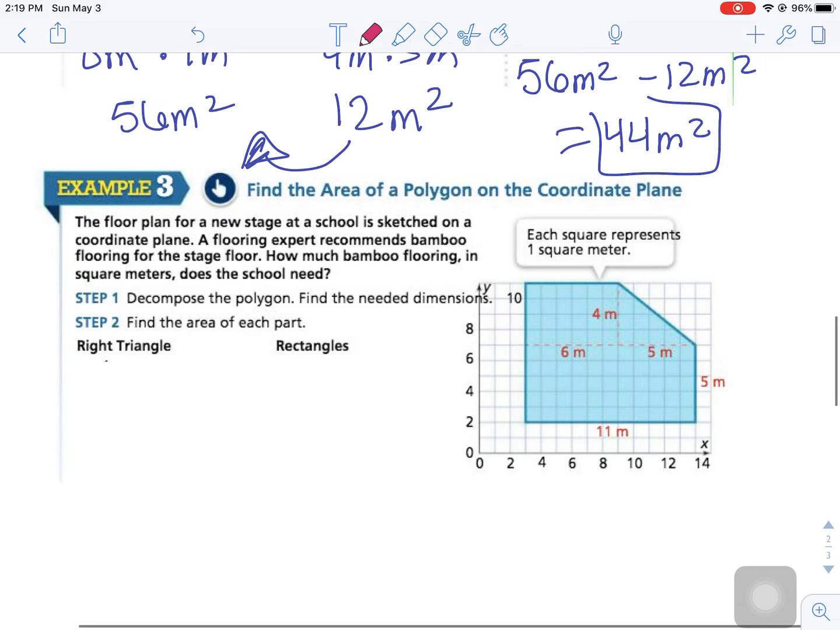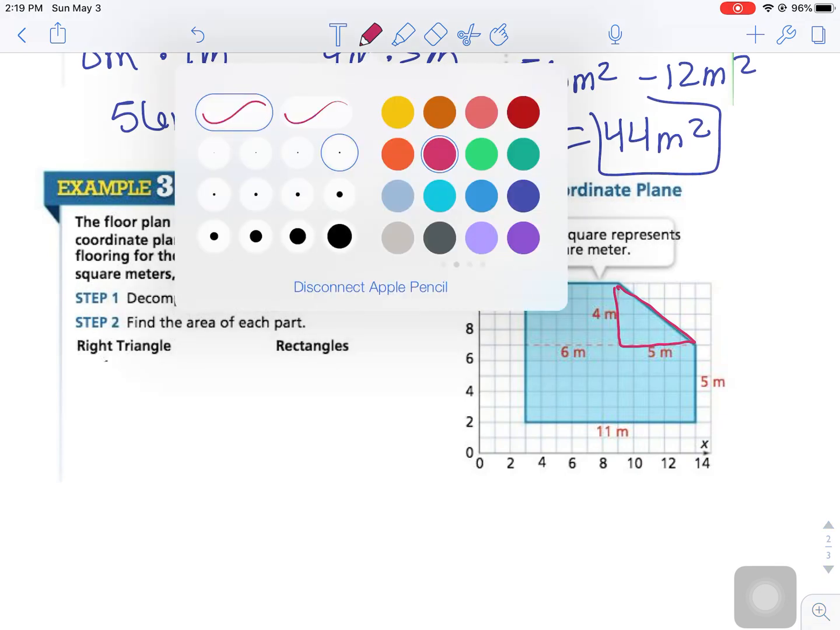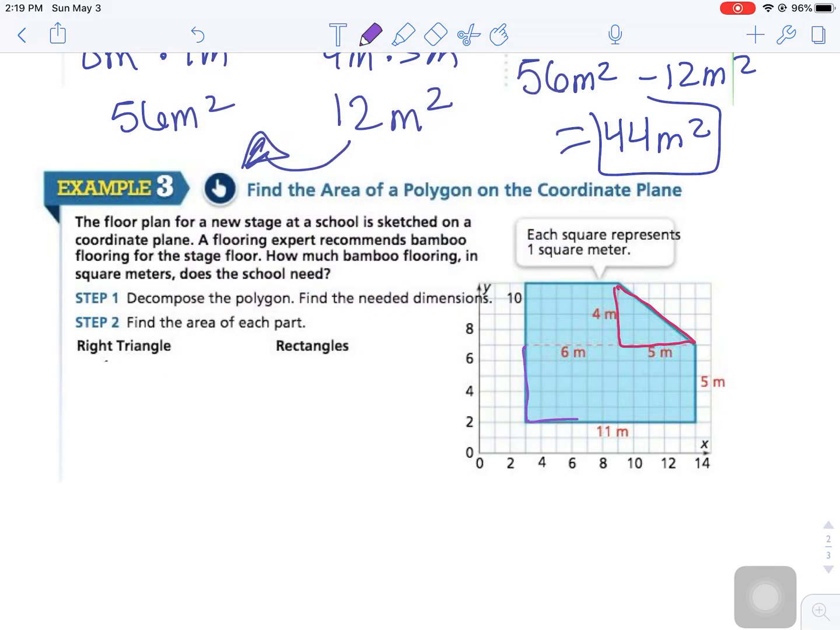All right, let's do one more. So it wants us to find the area of a polygon on this coordinate plane. So the first thing that we want to do is, again, decompose our shape here. So what I see is a right triangle, a rectangle, and a smaller rectangle. So I have 3 shapes here.